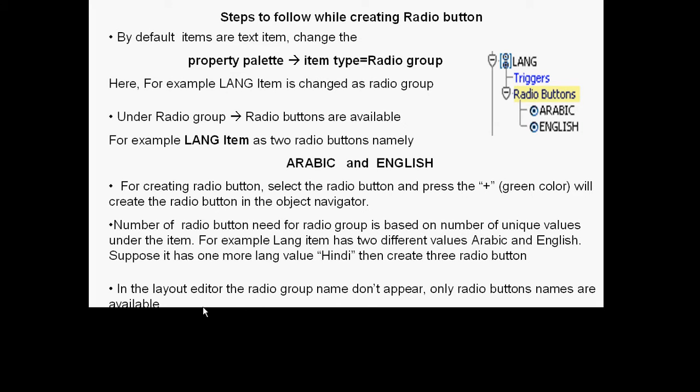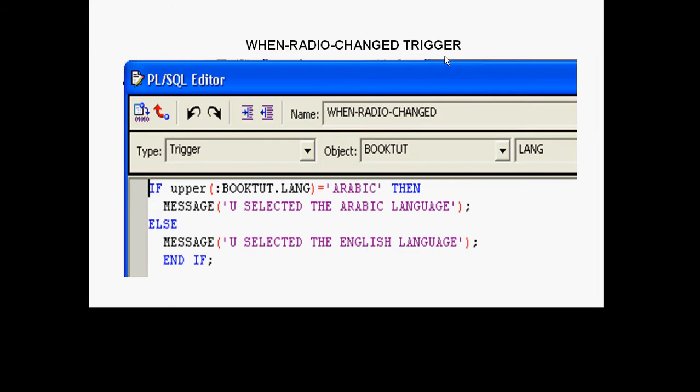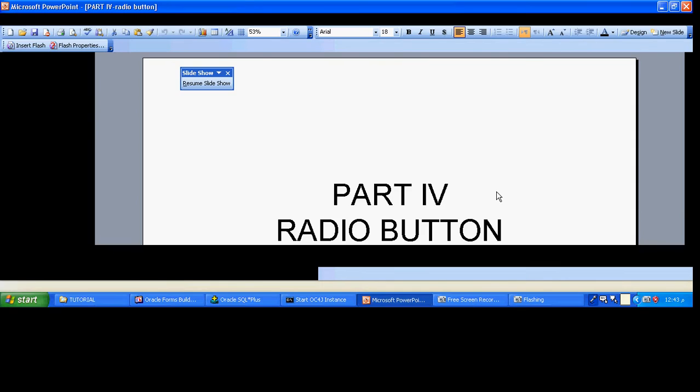So now we can see what the next things are: the radio buttons and the radio groups. This is my trigger. I will use the when-radio-changed trigger. We can write this type of trigger based on the radio button. We can use the radio button also. This is the end of the slideshow.